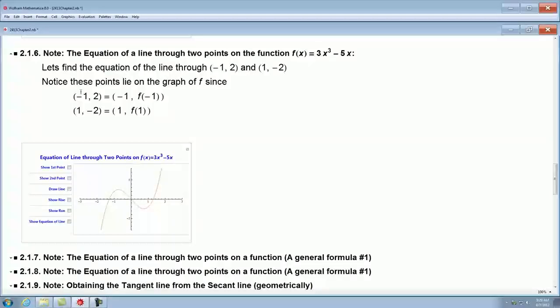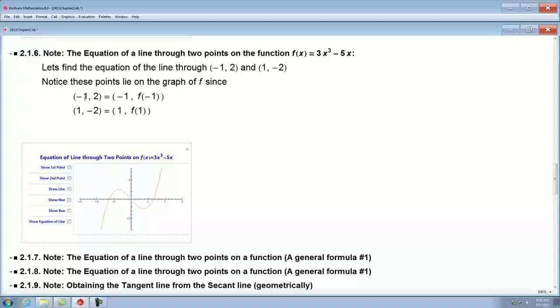And I say, notice that these points lie on the graph of f, since negative 1, 2 is negative 1, f of negative 1. Now, what does this mean? Well, if I plug negative 1 into this function for x, you get negative 1 cubed is negative 1 times 3 is negative 3. And then if you do 5 times negative 1, you get negative 5, but then we're subtracting. So it's going to become negative 3 plus 5, which is 2.